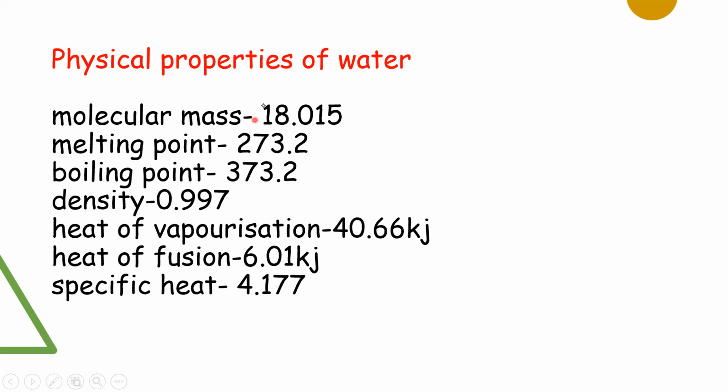Next, coming to physical properties of water. Molecular mass of water is 18.015. That's why we'll take it as 18 grams. Melting point is 273.2 kelvins. That's why we'll take it as 0 degrees C, and boiling point is 373.2 kelvins. So it is 0 degrees C and 100 degrees C with respect to centigrade. And density 0.997. We'll take it as 1.